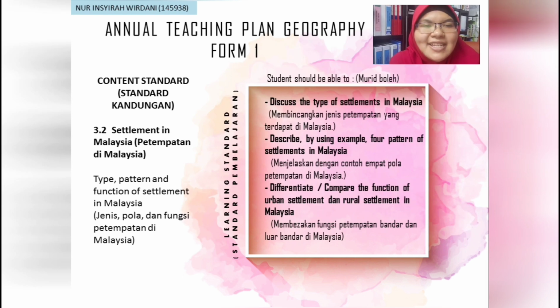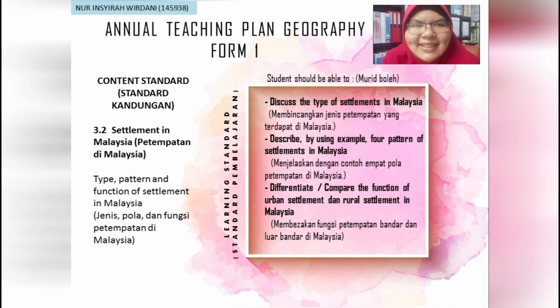Today I would like to explain one of the tasks given, which is: using the subject of your choice, identify 2 learning standards that can be best measured using the performance assessment method and explain why. For my part, I chose Form 1 Geography as my subject, and I specify the content standard as 3.2, which is settlement in Malaysia. In Bahasa, we call it pertempatan di Malaysia. Under this content standard, it consists of the type, pattern, and function of settlement in Malaysia.